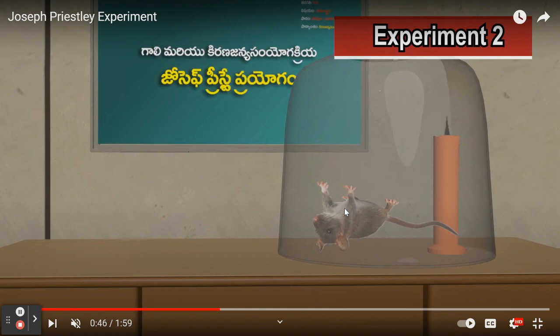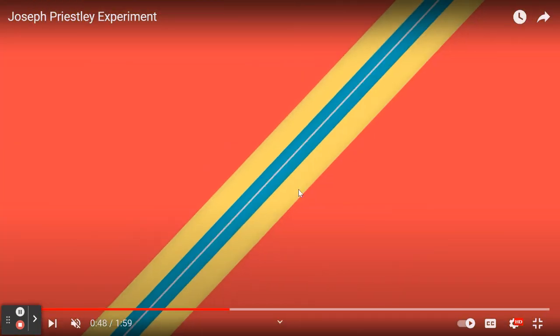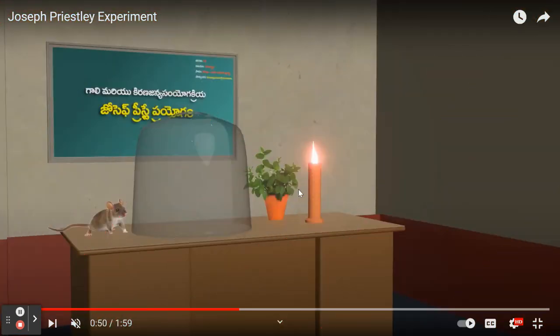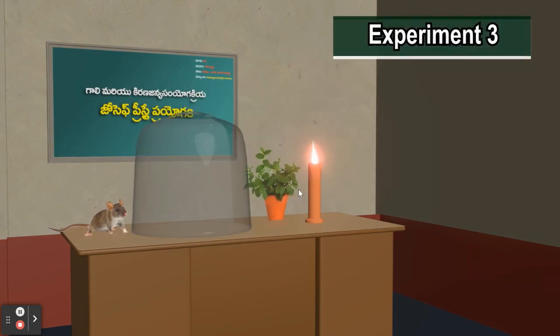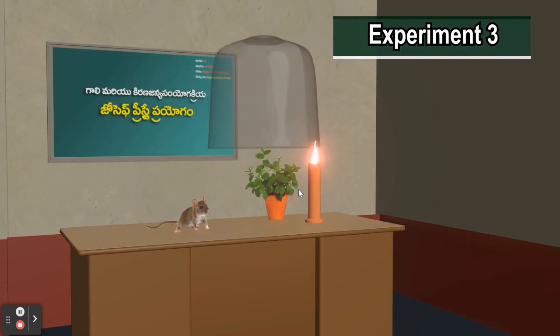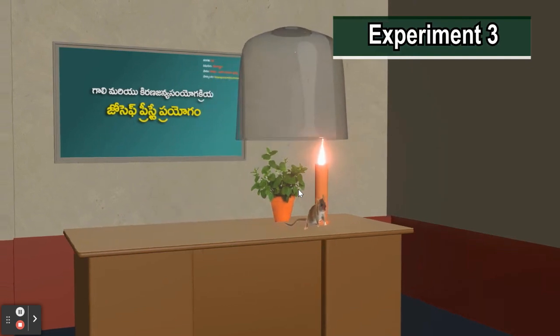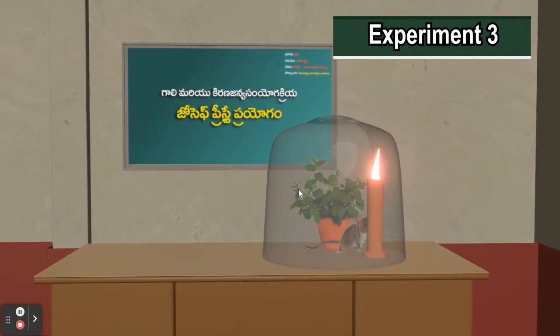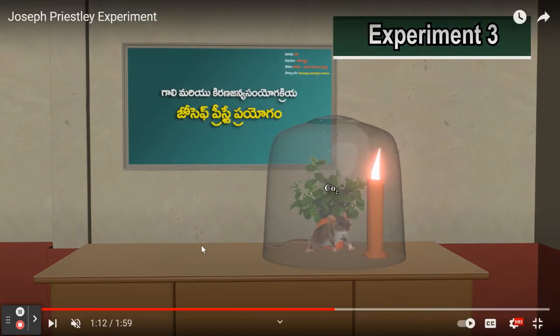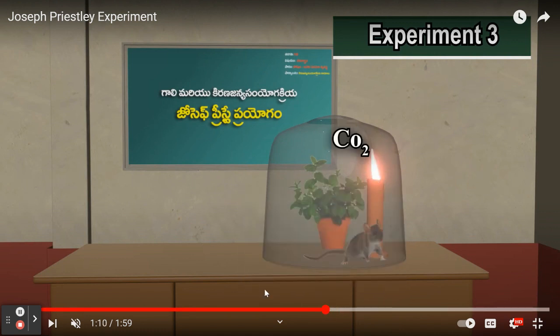Now, the next experiment, he decided, okay, now I'm going to put two living things in there. So he put the lit candle as well as a different mouse, obviously, and a house plant. He left it in there for a while. Now, notice what this video is stating, CO2. CO2 is coming out of what? I'll rewind it again so you can see that.